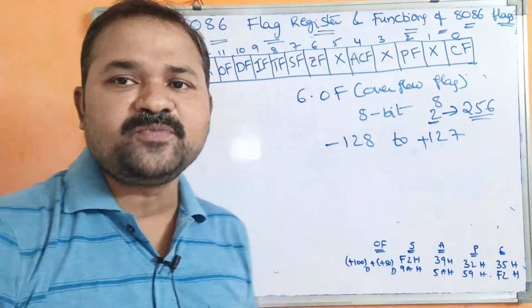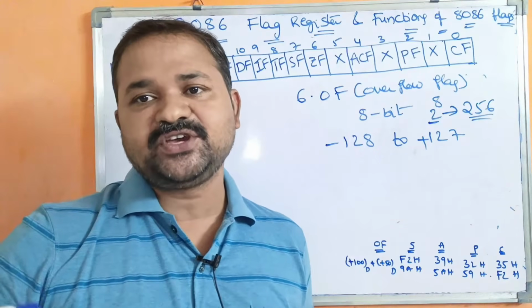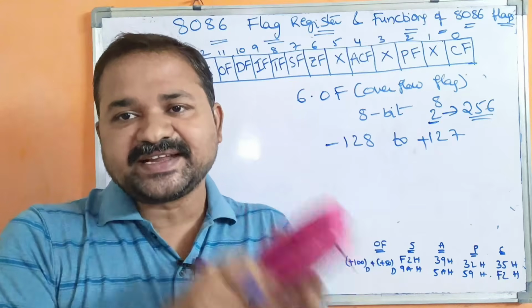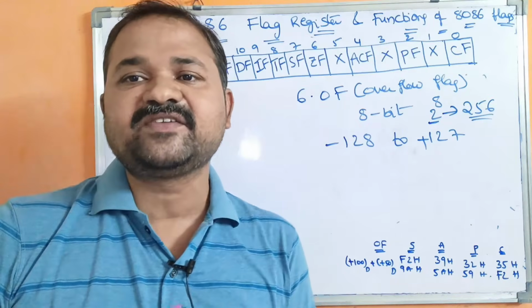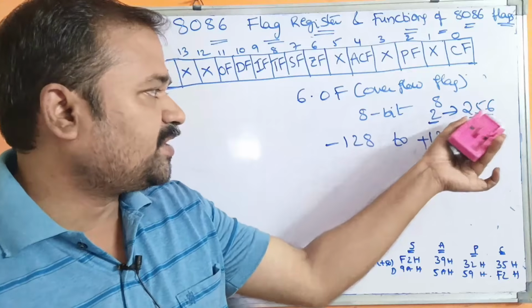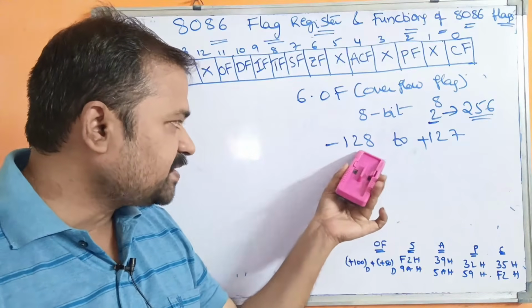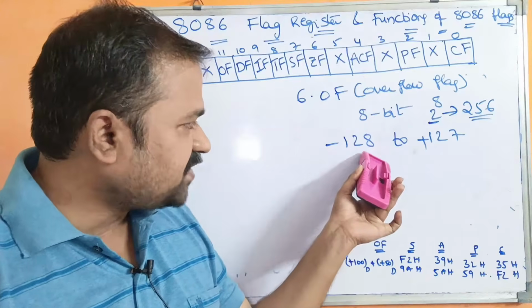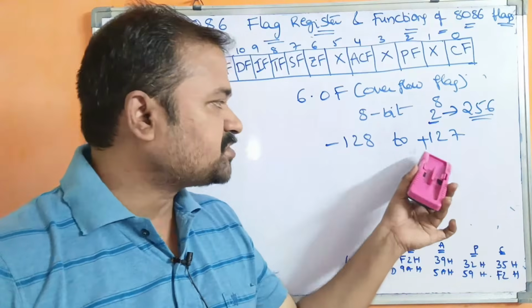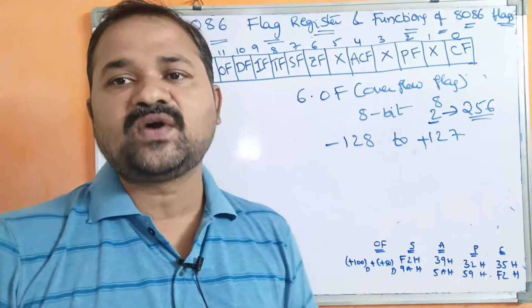Why? Because 0 means a positive number, so that is one number. So 1 plus 127 means 128. So in total we can store 256 numbers. Out of 256, the negative numbers are from minus 128 to minus 1. Positive numbers are from 0 to 127.